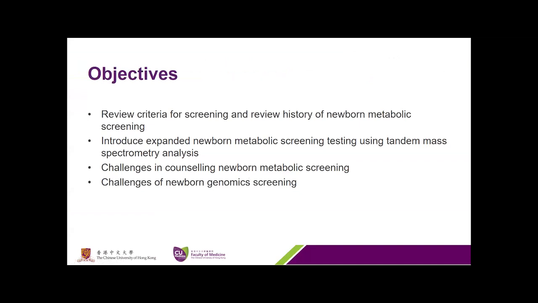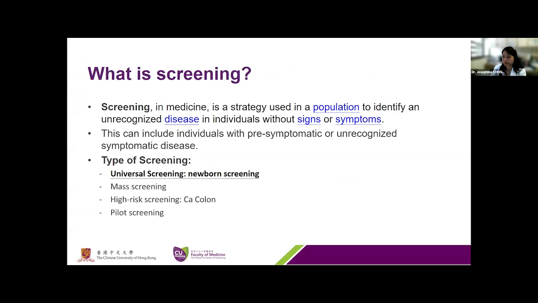Yes, so I will also talk about some basics and history of newborn screening, which is about tandem mass spectrometry. First of all, we all understand that a screening program is a method to screen a population with unrecognized features of a disorder to find out those individuals. There are different types of universal screening. Newborn screening is actually one type of universal screening. There are other types of screening, including high-risk screening, such as colon cancer screening.